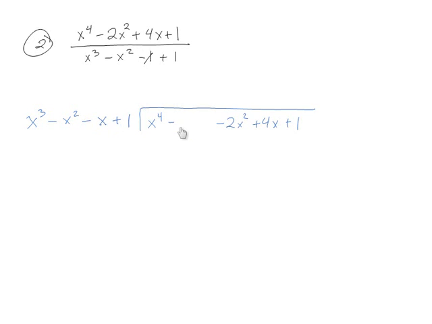And I can say, well, x cubed goes into x to the 4th x times. So x times that is x to the 4th minus x cubed minus x squared plus x. And then I'm going to subtract everything. So the x to the 4th goes away, so I have x cubed minus x squared plus 3x plus 1.